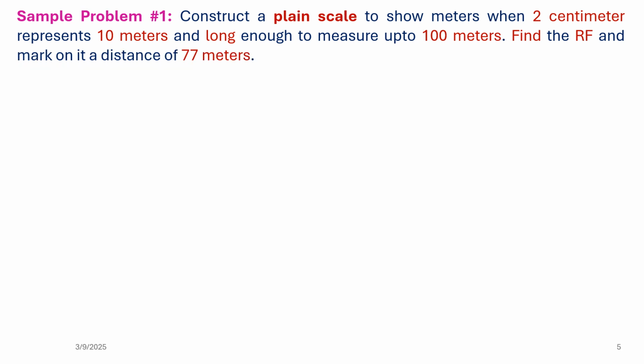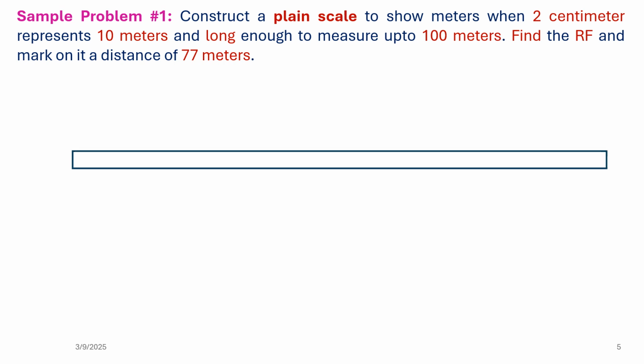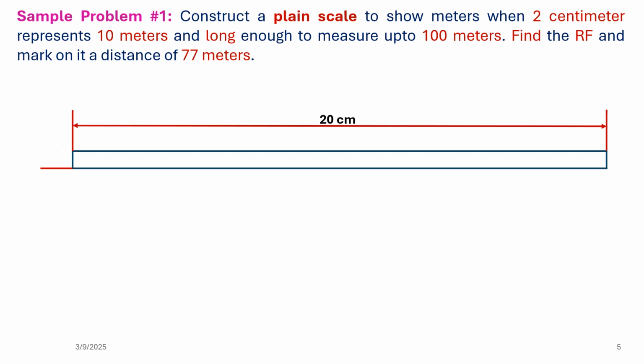To come out with the construction, we first need to draw a rectangle. This rectangle is representing the length of the scale, which is 20 centimeters, and the height of this scale is 0.5 centimeter. And this 0.5 centimeter is by adopted standards for drawing scale. Now, once we get this length of the scale, 20 centimeter, then we need to divide it into some equal number of parts. Now, because we have to measure 100 meters with this scale, we divide this into 10 equal parts so that each part gives us 10 meters.